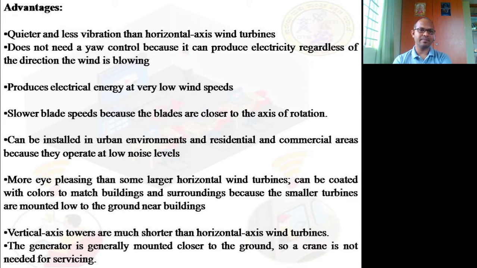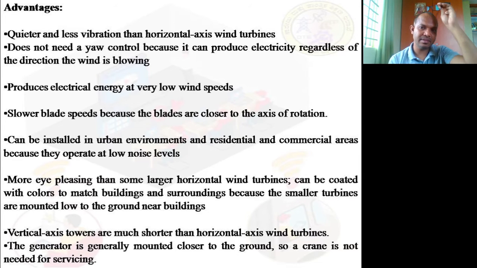It does not need a yaw control mechanism because it can produce electricity regardless of the direction in which the wind is blowing. Now, there are two advantages over here. The first advantage is that, compared to the horizontal axis, the vertical axis can rotate and generate electricity irrespective of the direction of the wind, whereas the horizontal one has to be yawed, or tilted, against the direction of the wind which is blowing.